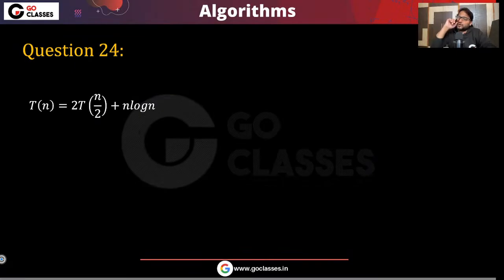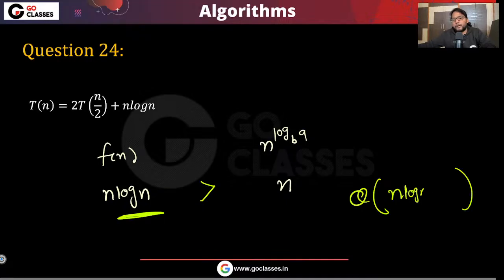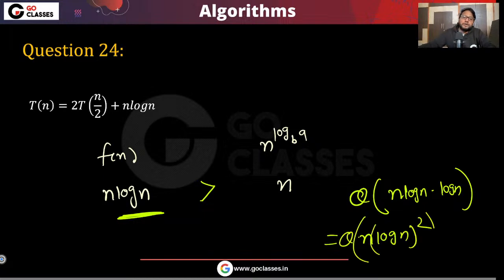So anyway, let's quickly solve this. What is f(n)? f(n) is n log n, and n to the power log base b of a is just n. So see here, this is greater, and log n times greater. Then we can still write the answer directly. Instead of solving using any other method, we can say it is n log n times one more log n, which means n log squared n. Is this understood? This is the generalized Master's theorem.